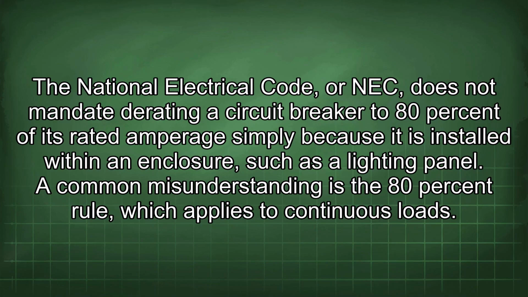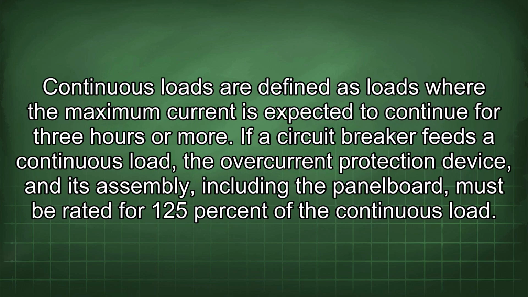The National Electrical Code, or NEC, does not mandate derating a circuit breaker to 80% of its rated amperage simply because it is installed within an enclosure such as a lighting panel. A common misunderstanding is the 80% rule, which applies to continuous loads. Continuous loads are defined as loads where the maximum current is expected to continue for 3 hours or more.